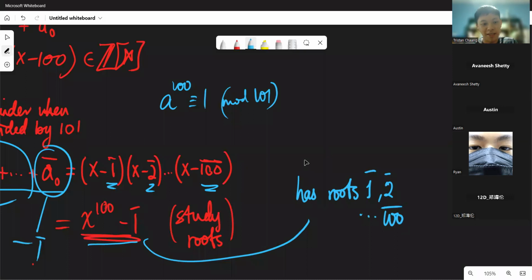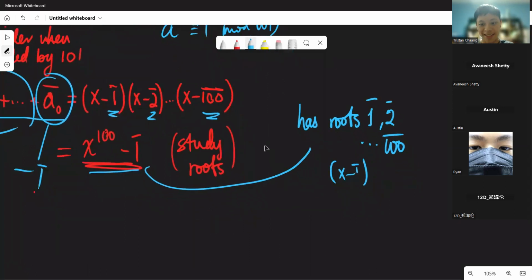Then I can say it this way. This polynomial has a factor of x minus 1. I factor it out. Then I factor x minus 2 out. I factor x minus 3 out. Factor x minus 4 out until x minus 100. But once you do that, you already have 100 factors. But the degree of x to the 100 minus 1 is 100. So it must be, after factoring everything out, you have nothing to factor anymore.